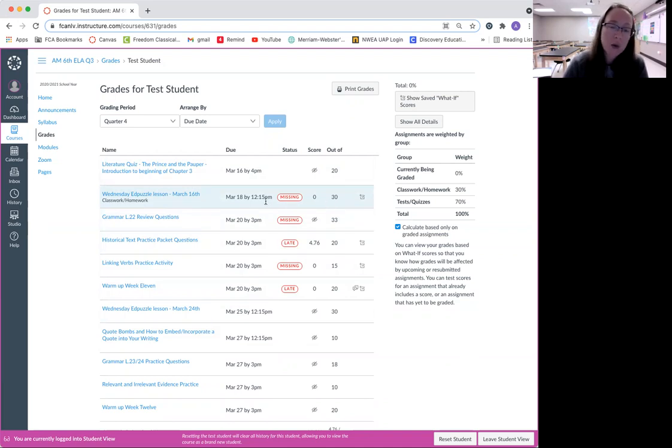All right, so our next category, status, that is different from blank or missing is late. If you see LATE, that means that your student turned in that assignment sometime after the due date. I don't think it tells you when it was turned in, not on this screen, but there is a place to look to see when the assignment was turned in. So this assignment, historical text practice packet questions, was turned in after the due date, which was March 20th at 3 p.m. And this student received 4.76 points out of 20.